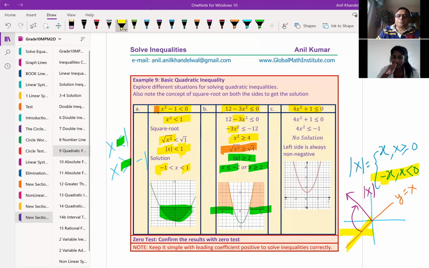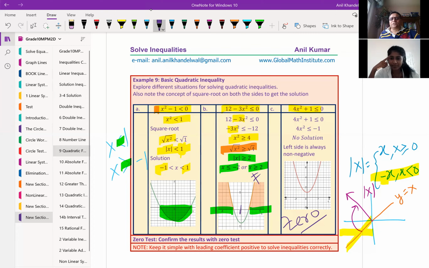Now, to answer your question correctly, you remember the zero test? Apply it. Sub in 0. When you sub in 0, absolute value of 0 is also 0, right? Now, the question is, is 0 greater than or equal to 2? True or false? It is false. It is not a part of the solution. The solution is away from 0. You get it? So it should be greater than or equal to, outside. Do you understand?